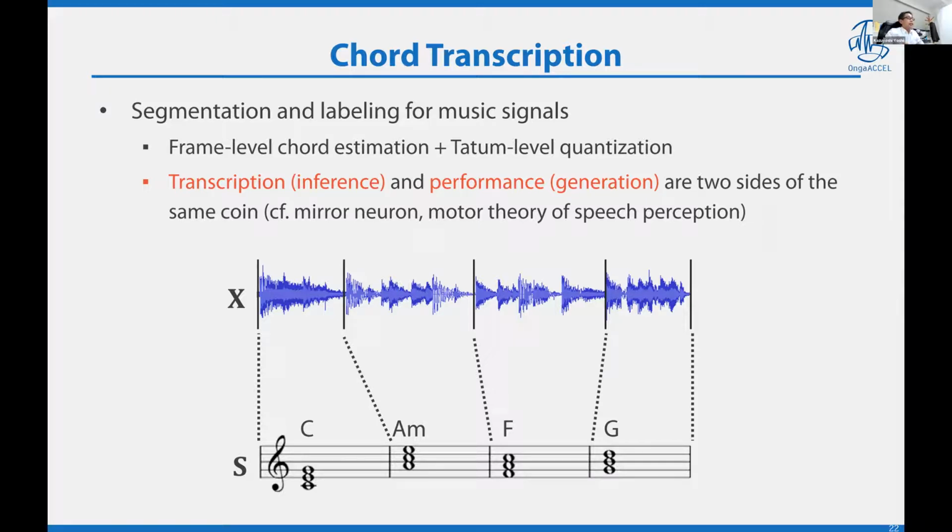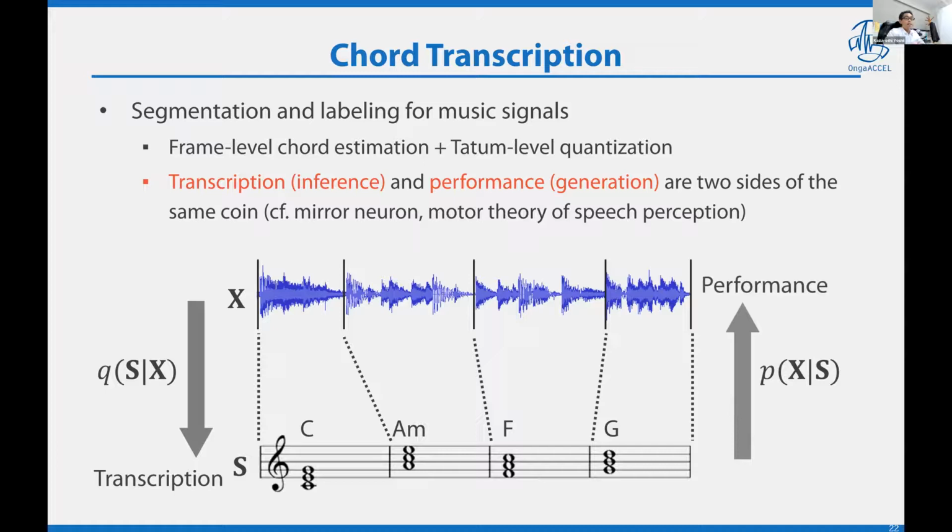And a key point of this study is that we consider that transcription and performance are two sides of the same coin. This means that this is a transcription process corresponding to the inference process. And this is the performance corresponding to the generation process. So these two processes are linked together very closely.